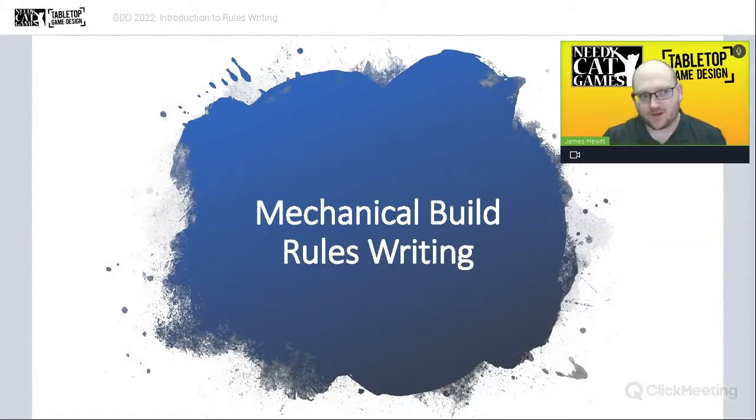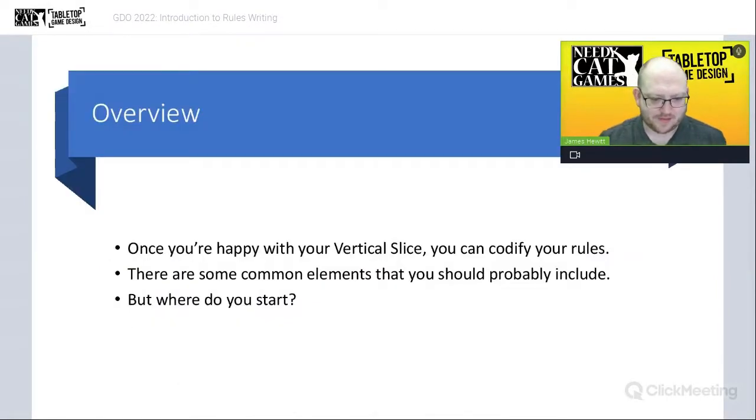But what I like to say is when your vertical slice is at the point that you're not making big changes to it anymore, when you feel that is representative of the game, that is the time to move on to the mechanical draft. And that is where we're going to start writing some rules down. So as it says here, once you're happy with your vertical slice, you can codify the rules for it. And that's going to give you a really good basis for your first draft of your reference rule book.